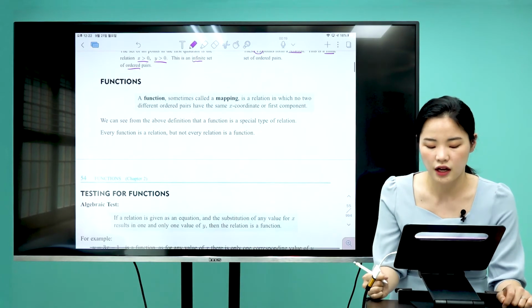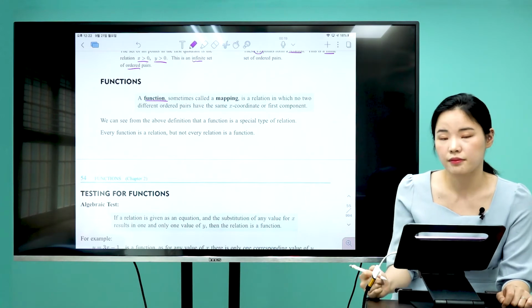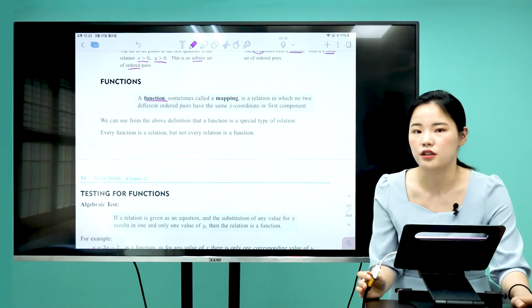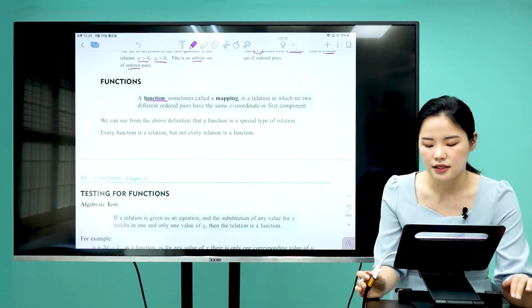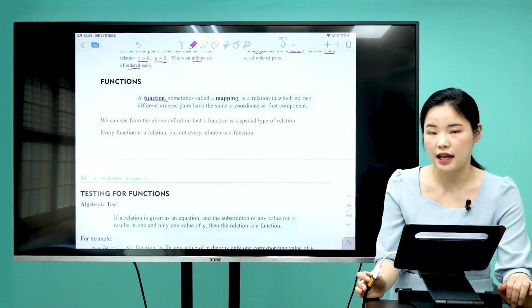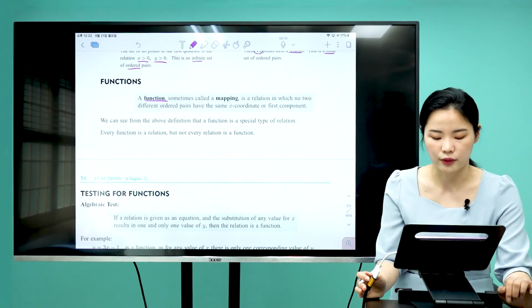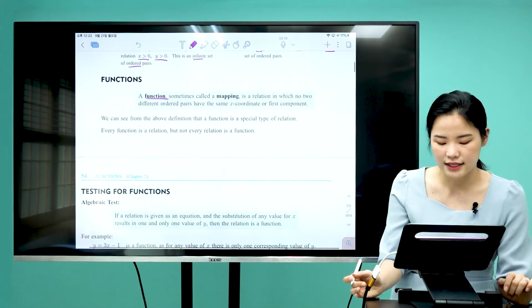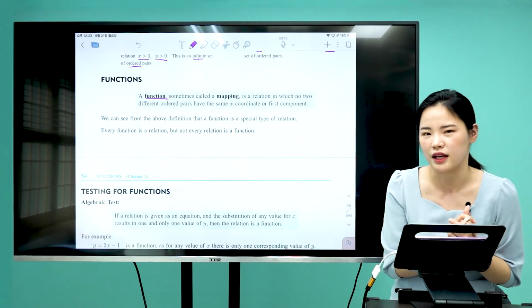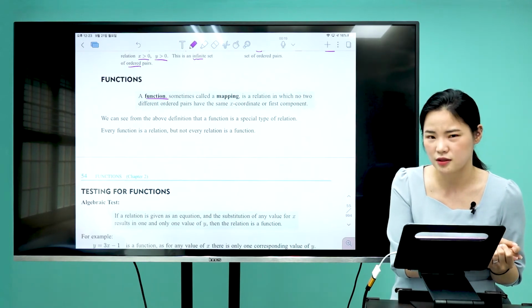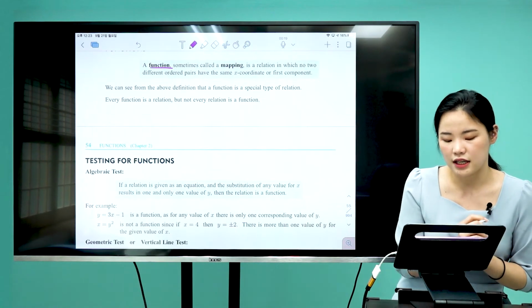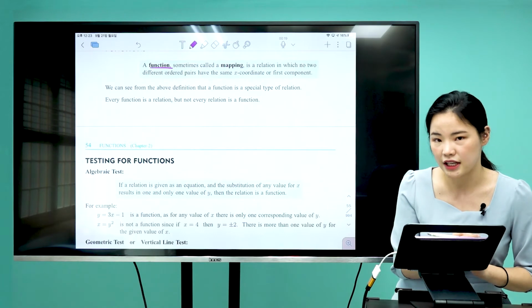So, functions. A function is sometimes called a mapping because we map the function on the Cartesian plane. It is a relation in which no two different ordered pairs have the same x coordinate or first component. So we see from the above definition that a function is a special type of relation. How does it become a special type? Let's dig in. Every function is a relation, but not every relation is a function.